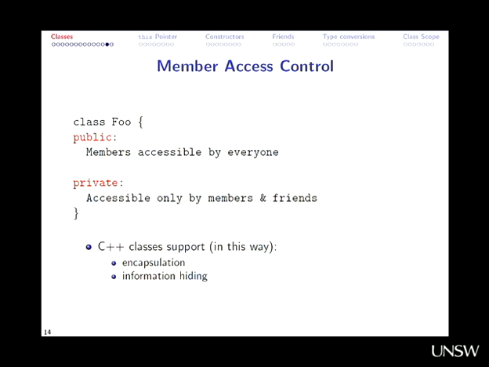Private members can only be accessed by other members within that class, and friends, and we'll get to friends in a minute. This is how C++ supports encapsulation and information hiding. Hopefully, if you haven't seen the syntax before, you'll already know the ideas from having done object-oriented programming.